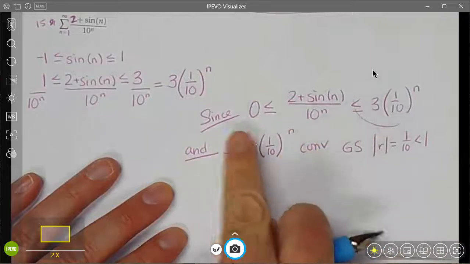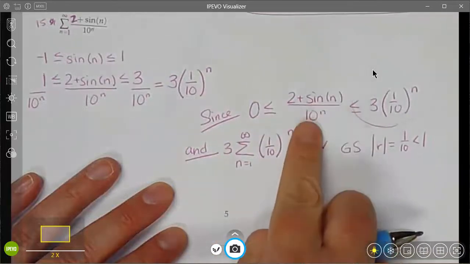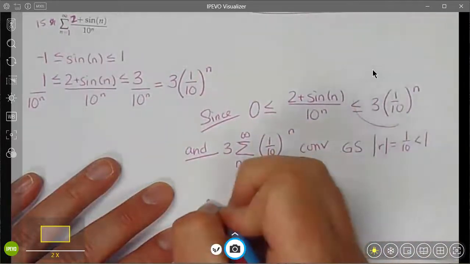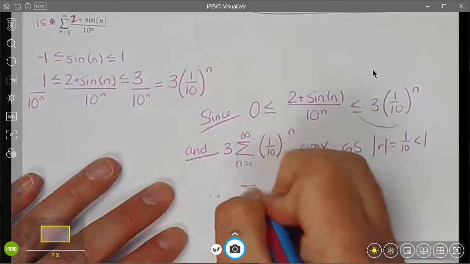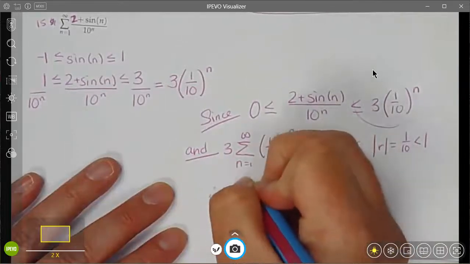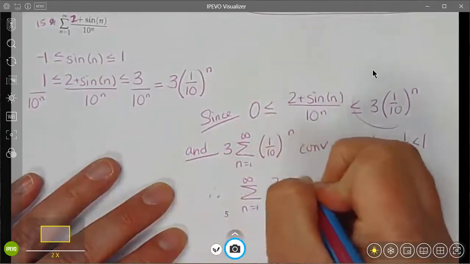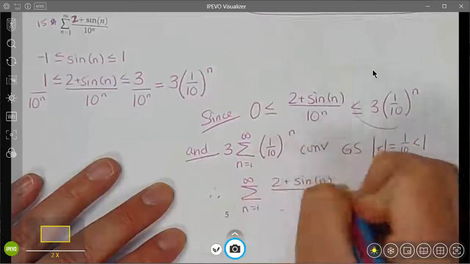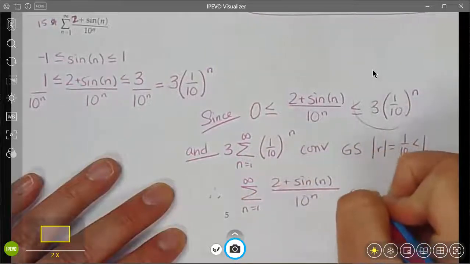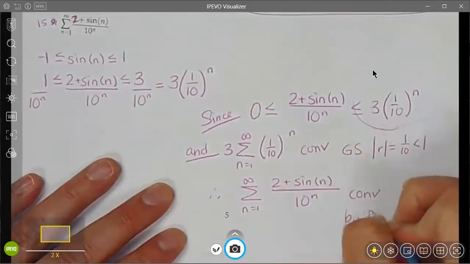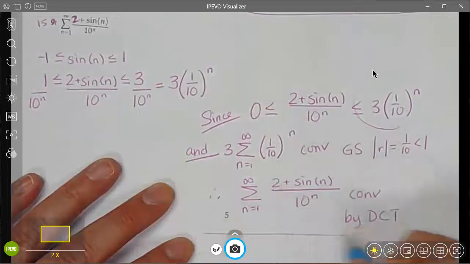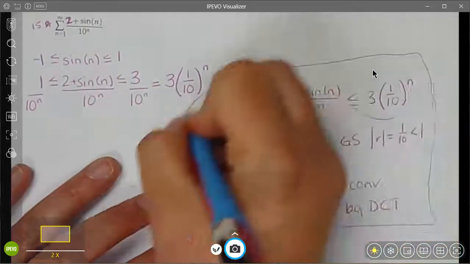So I have the series I'm interested in sandwiched in the middle. The bigger series converges, therefore, my original series, n equals 1 to infinity, of 2 plus sine of n all over 10 to the n converges by DCT, so direct comparison test. And that is my write-up for that problem.